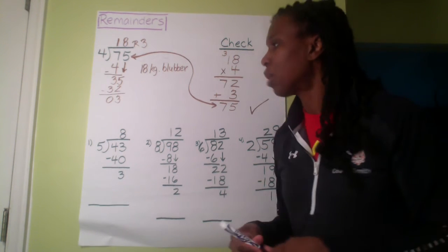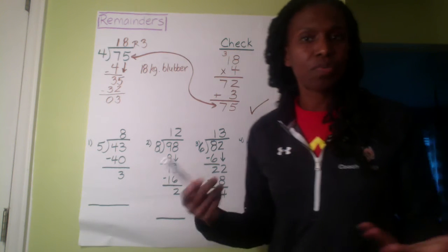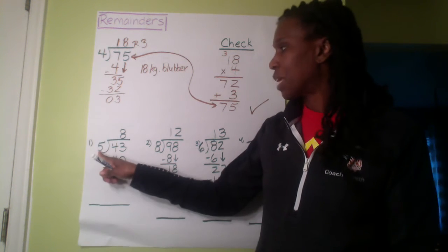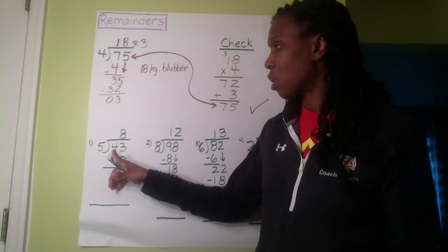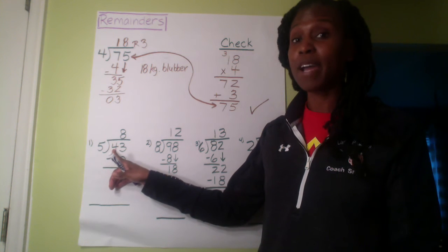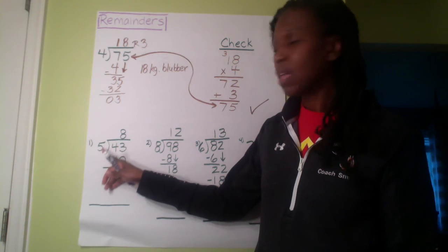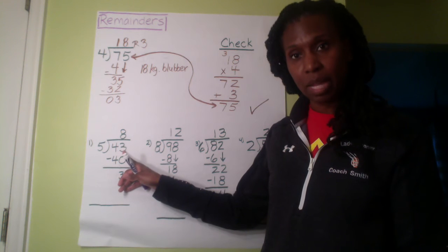All right, for number 1, it was 43 divided by 5. I'm just going to go through the steps just for good measure. All right, so to begin, you would divide. 5 goes into 4 no times. Yeah, you can't multiply 5 times anything and get 4. That's why you don't have a number up here. They had to use 43.